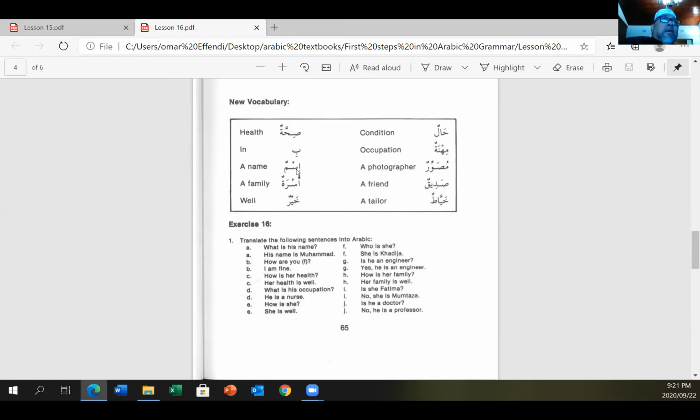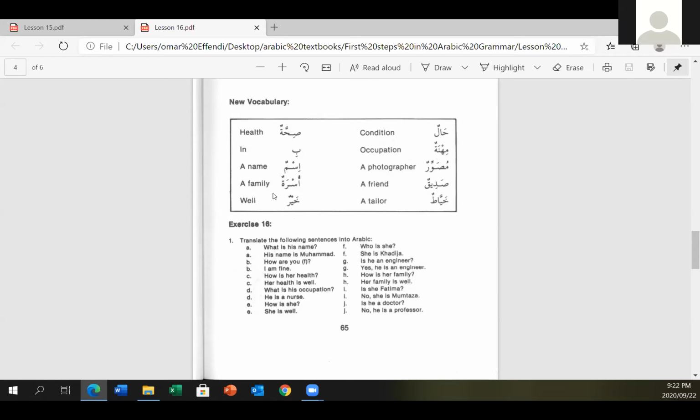If you say, for example, ismuka, it means your name. And if you want to ask, what is your name? Say masmuka. So ismuka is your name, and masmuka is the question. Masmuki, what is your name, female.